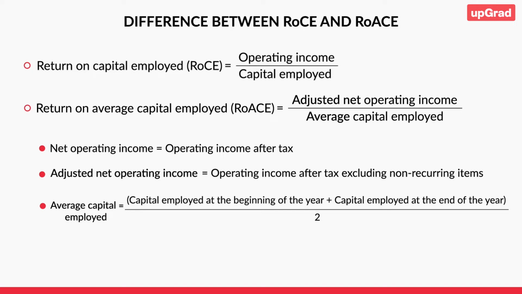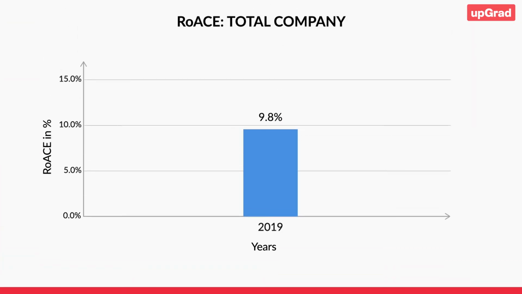And at the end of the day, ROACE stands for Return on Average Capital Employed. So the formula is different, the numbers will be different in the end, but it's not a big deal, let's not panic. Actually, the underlying concept is exactly the same. It still highlights the overall performance of the operations, and the drivers of that performance will still be margin and efficiency. Let's look at the numbers now. So, the ROACE of the entire company was 9.8% in 2019.